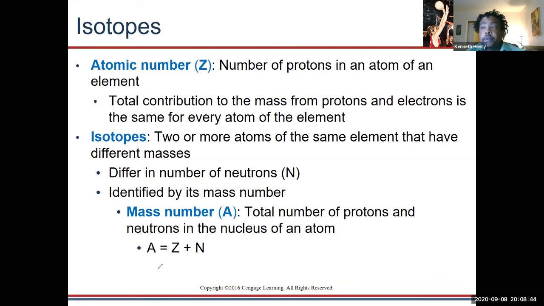Now I'm going to introduce you to another term, isotope. An isotope is two or more atoms of the same element that have different masses. Now I want you to think about that: two or more atoms of the same element that have different masses. I'm going to give you an example.